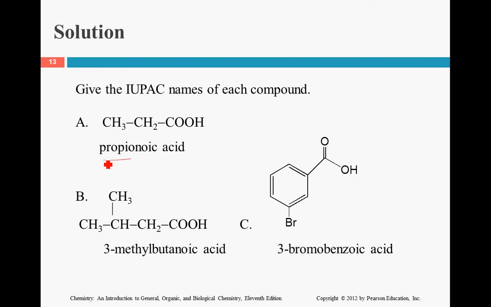So propionic, 1, 2, 3 carbons. This is actually the common way of writing it. This also would have been correct. So this is the IUPAC, the systematic way, while this is the common, which is why you need to memorize both.